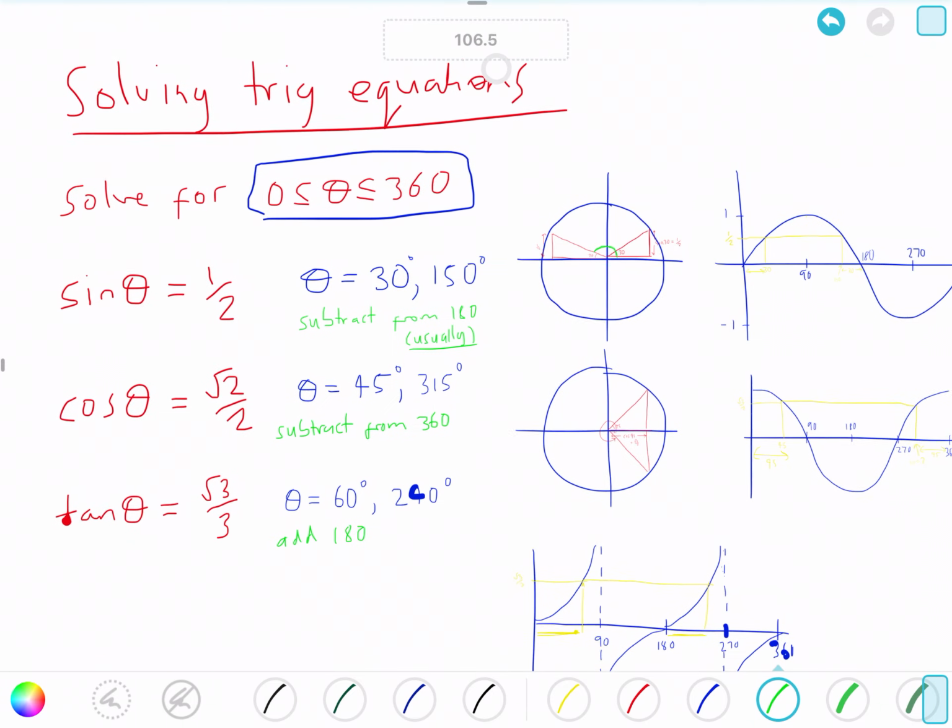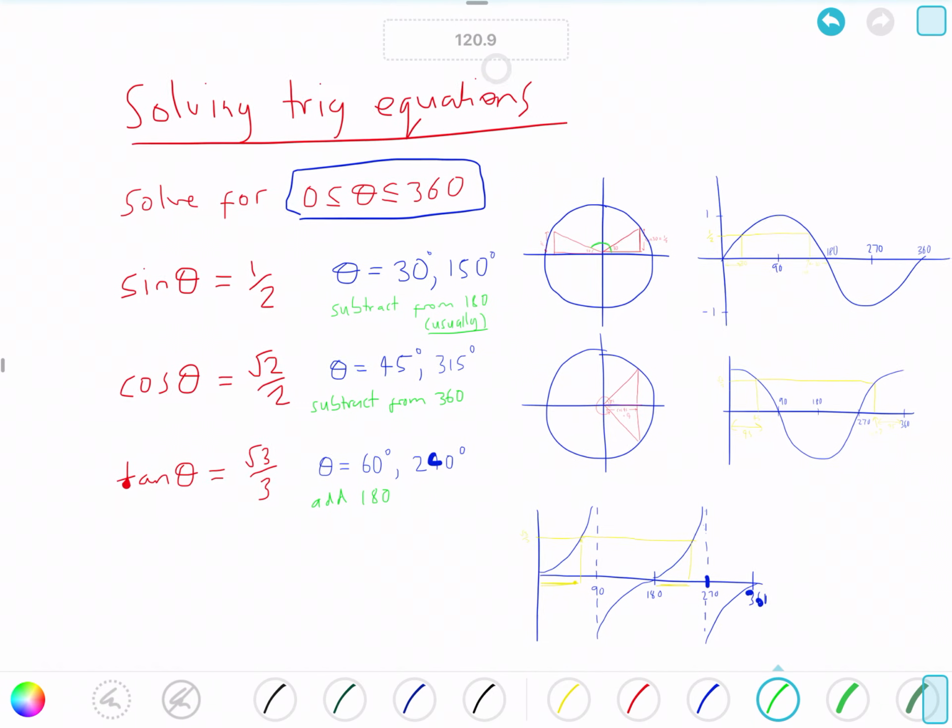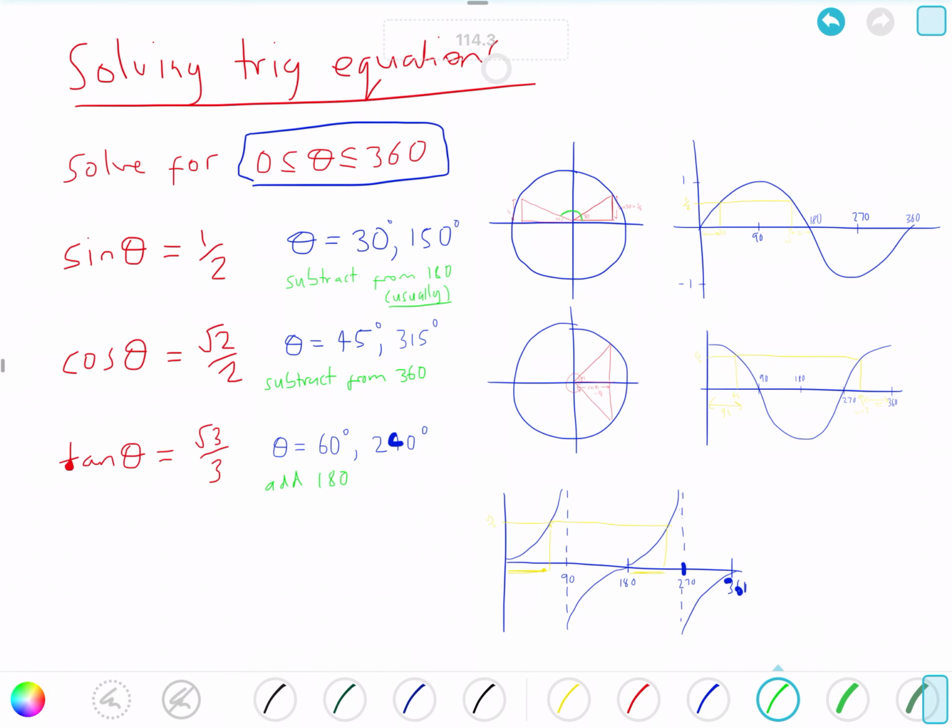So there's the most basic version of the trig equations, and in the next video I'm going to show you some more tricky ones, and we're going to start using radians.